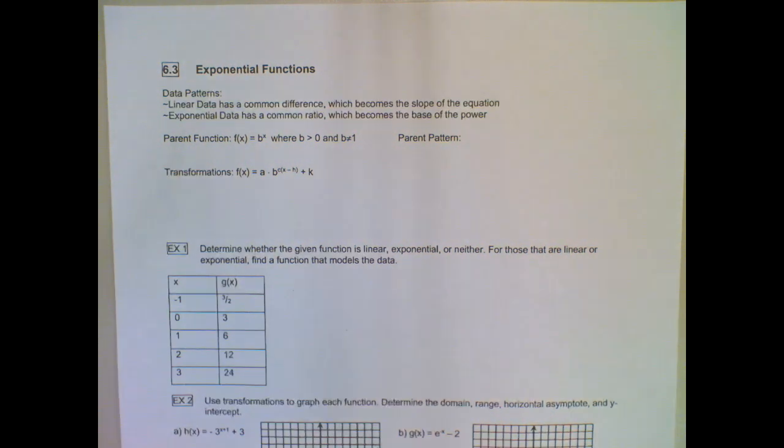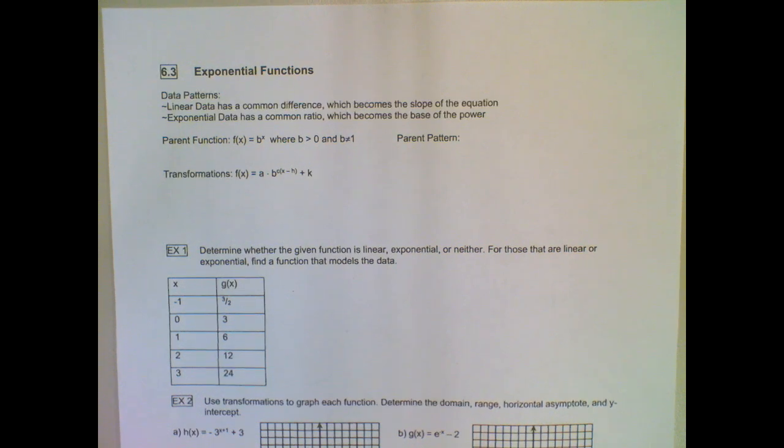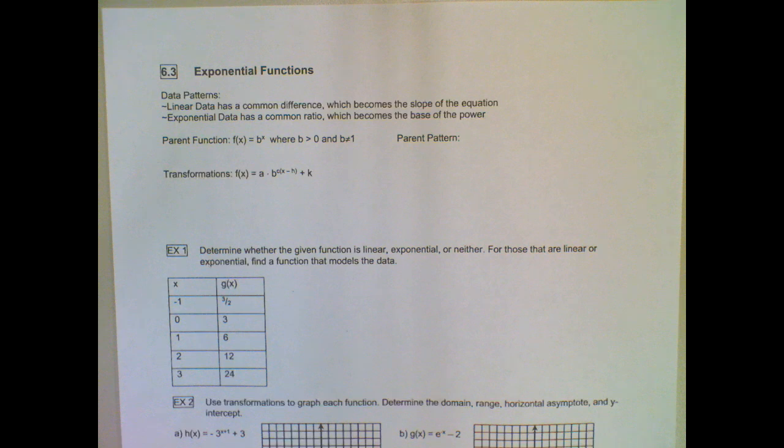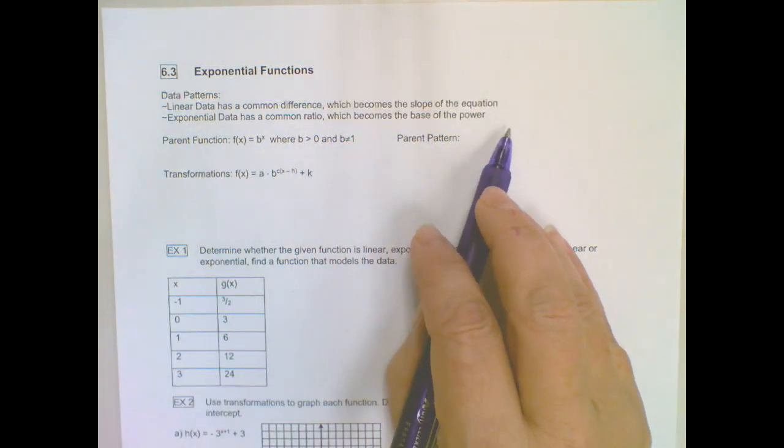So, data patterns. Linear data has a common difference because it's an arithmetic type pattern, which then turns into the slope of that linear equation. Exponential data does not have a common difference. It has a common ratio because it creates a geometric sequence. That common ratio becomes the base of the power.